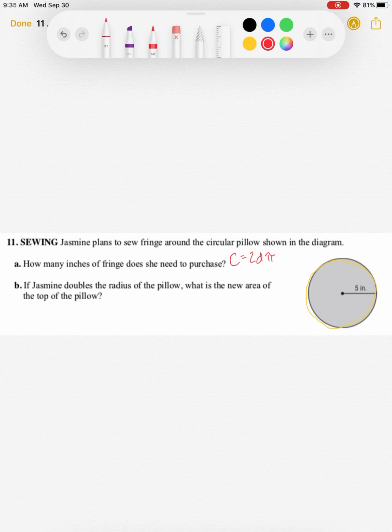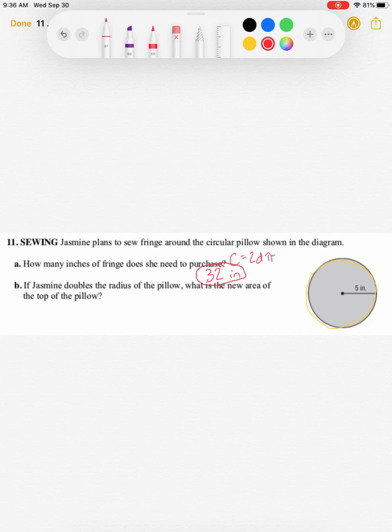10 times pi equals, there we go. But they said how many inches she needs to buy. So we're going to have to round up no matter what to find the nearest inch of what she needs to purchase. So 10 pi is 31.4 inches. So I'm going to say she needs 32 inches of fringe based upon my calculations.